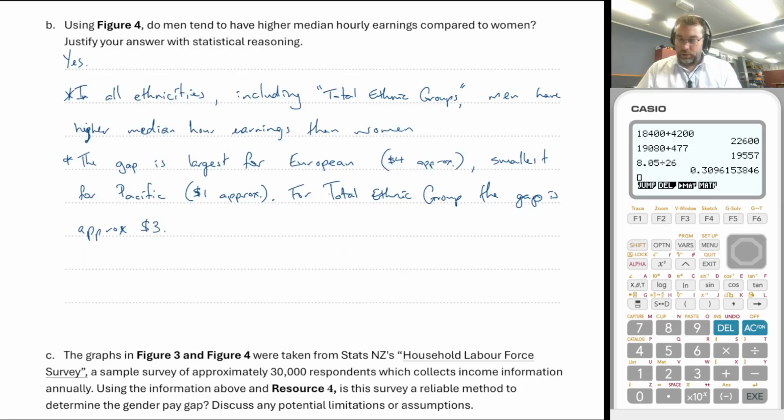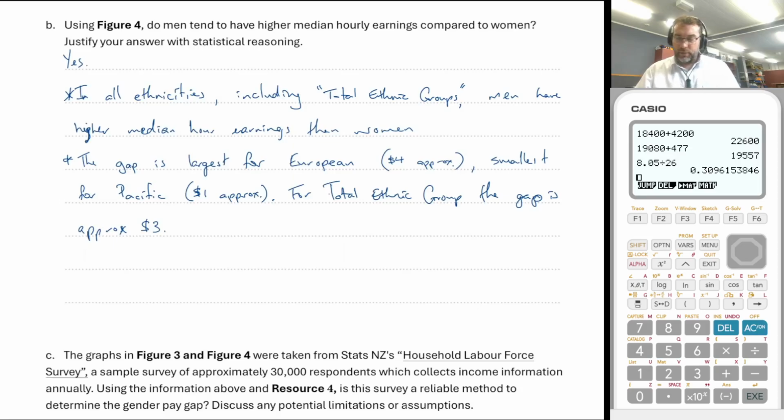If you have a ruler with you in your exam, it makes those estimations a whole lot easier to do. And I've also made a statement about the total ethnic group gap being approximately $3. Now we can also say a statement that potentially doesn't support what we've said, but is an interesting thing to note. You don't want to write something that means that the fact that I've said yes up here is completely negated. But if I've got something that is worthwhile mentioning, then you should do that.